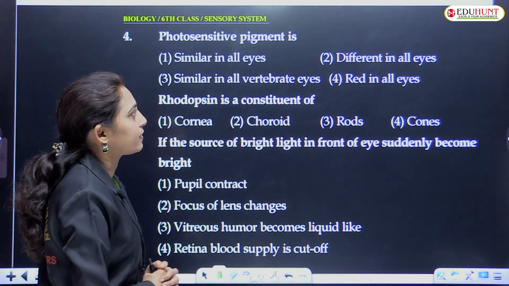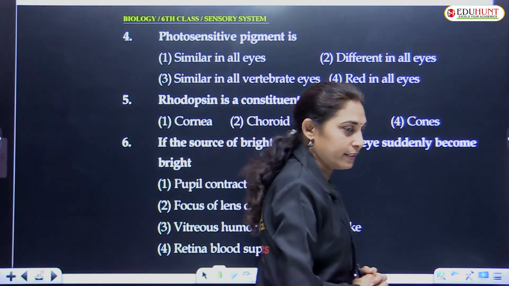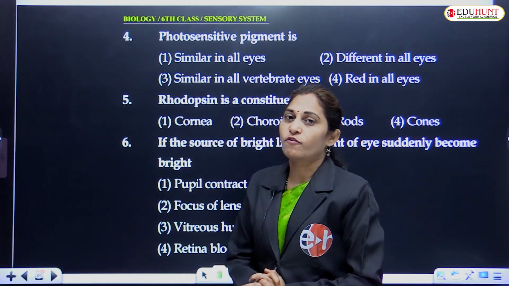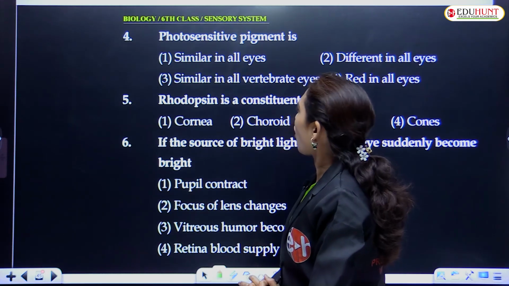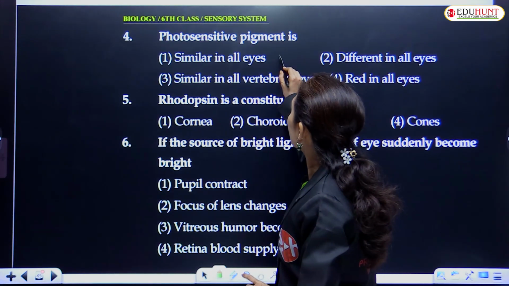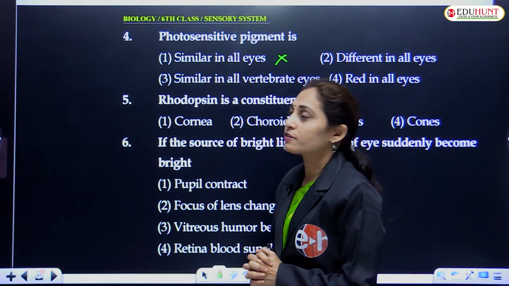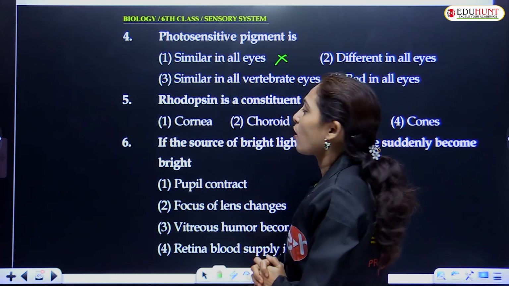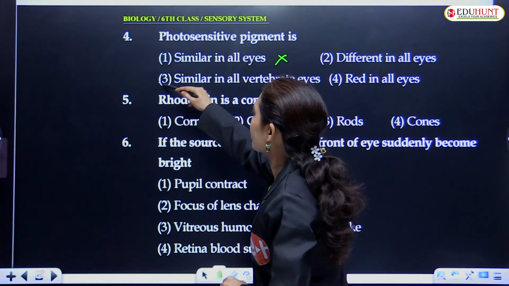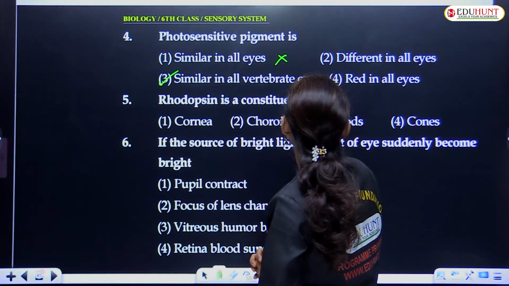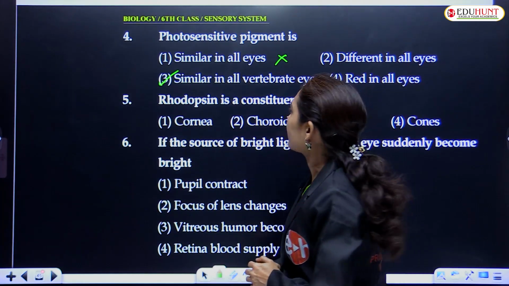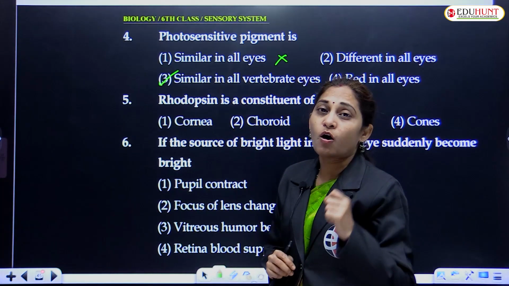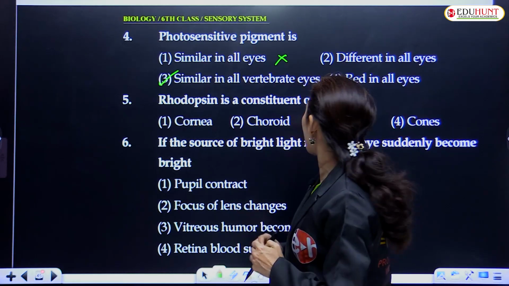Which is the photosensitive pigment? Similar in all eyes? No, it is not the correct answer. Similar in all vertebrate eyes. Yes, this is similar in all vertebrate eyes. Different in all eyes? Anyway, it is different, but similar in all vertebrate eyes is the correct answer.